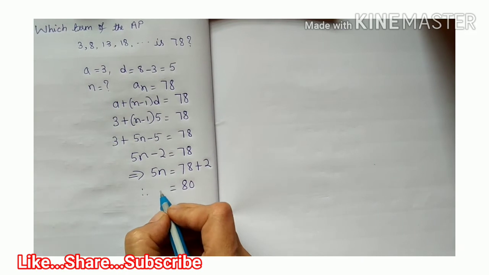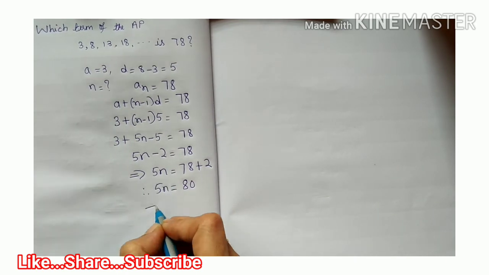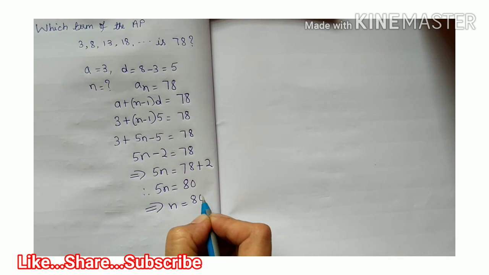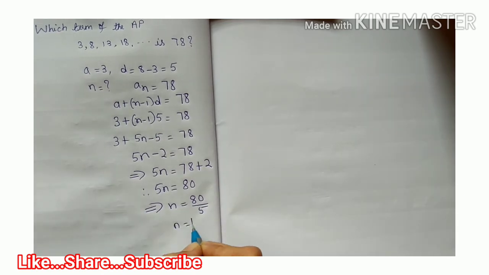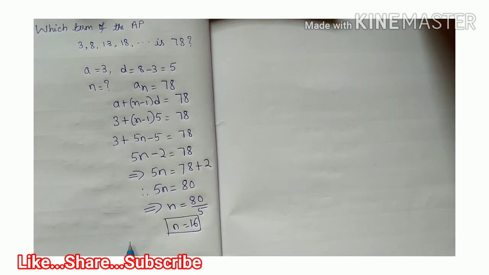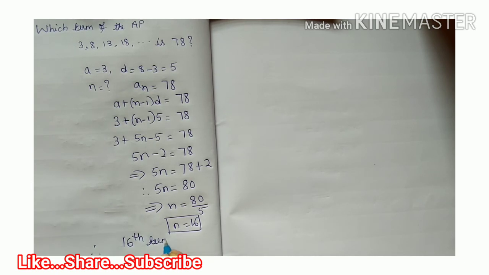Therefore, it implies n is equal to 80 by 5. N is equal to 16. Therefore, the 16th term of the given AP is 78.